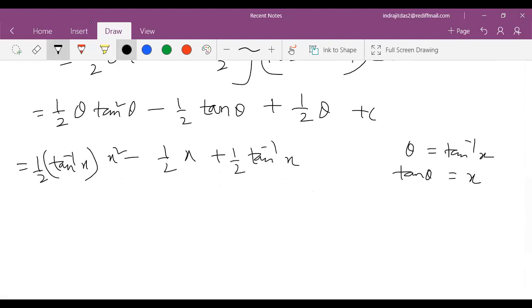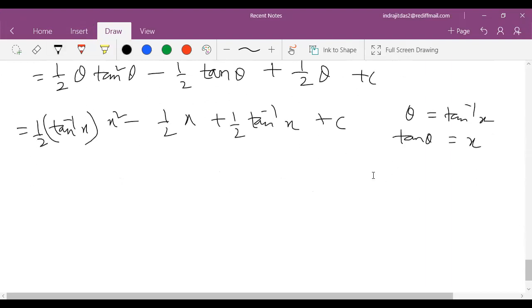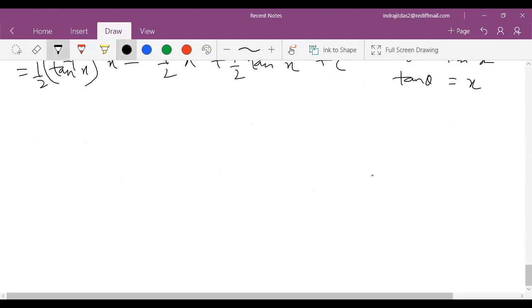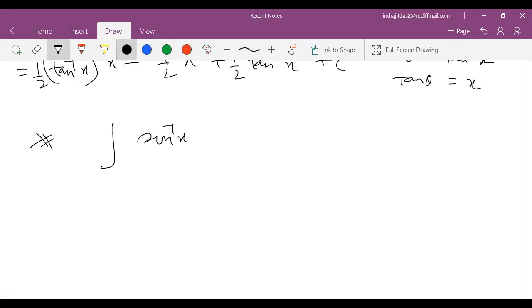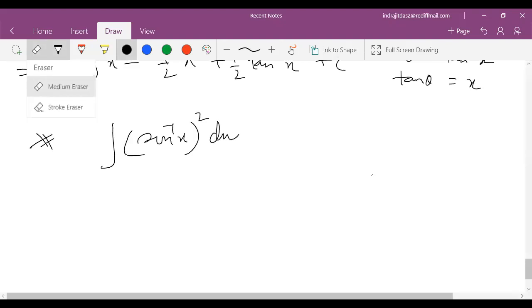So this is your answer of this type of problem. But you can do it in a different form. Now I can show one more question, like sine inverse x whole square dx, or let it be cos square x. Instead of sine inverse x, it is, say, cos inverse x whole square.